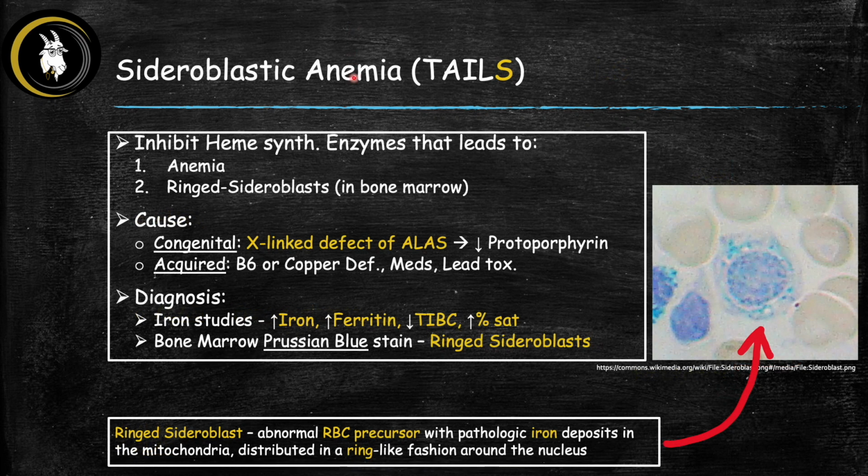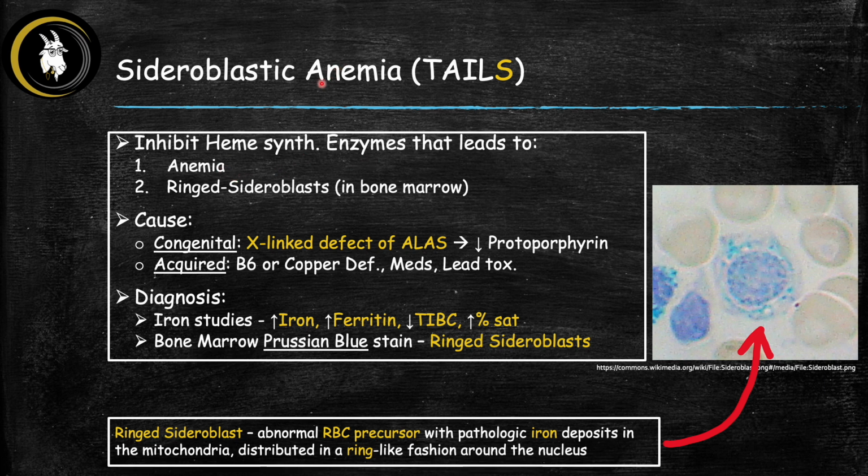All right, so now let's start learning about each of these separately. Let's start with sideroblastic anemia. The terminology here can get a little confusing, so let me explain. Sideroblastic anemia isn't just one condition, it's actually a group of different disorders that inhibit heme synthesis enzymes, and they lead to two things happening.